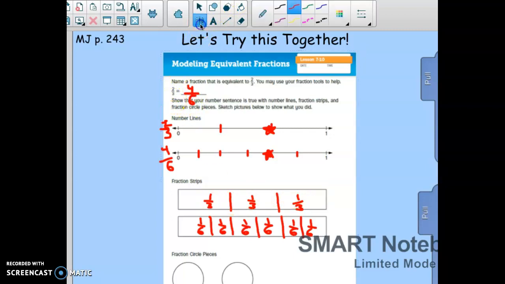In our case, we are again trying to compare 2/3 to 4/6. So I'm shading in, or if you're using your fraction bars, cover the whole with 4/6. Again, you can see that they line up with one another and they both cover the same amount of the whole. You try to do the fraction circle pieces and finish the page.